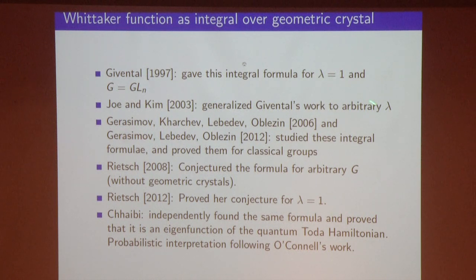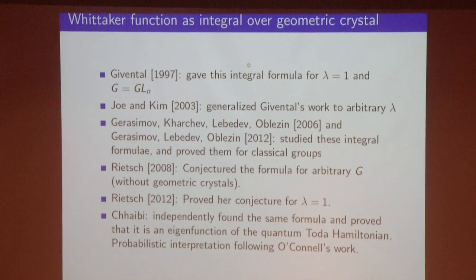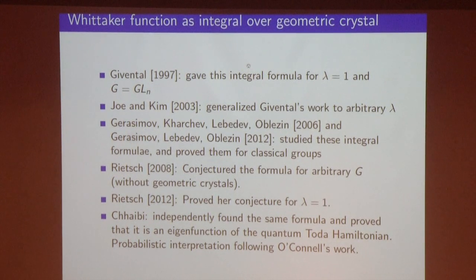Joe and Kim generalized this to arbitrary lambda. These two cases correspond to quantum cohomology and equivariant quantum cohomology, so changing lambda from the trivial character to an arbitrary character. There was a series of papers by Gerasimov, Kharchev, Lebedev, and Oblezin, who intensively studied these integral formulae. They proved them for classical groups and proved many integral identities.